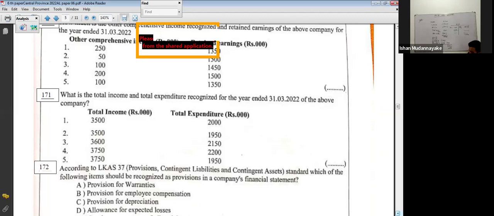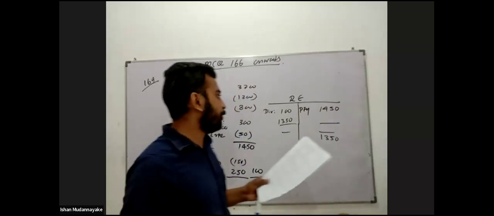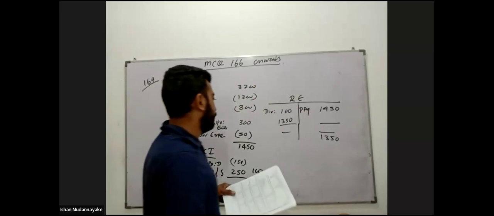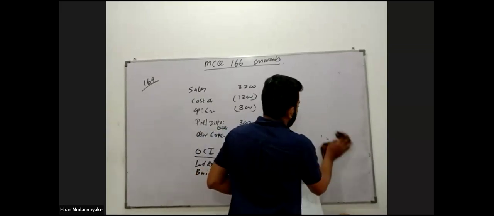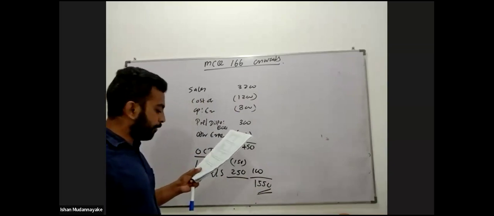Question number 171. What is the total income and total expenditure recognized for the end of 31st March 2022 for the above company? Total income and total expenses for the year. How to get it? This is one of the common questions tested by the examiner.